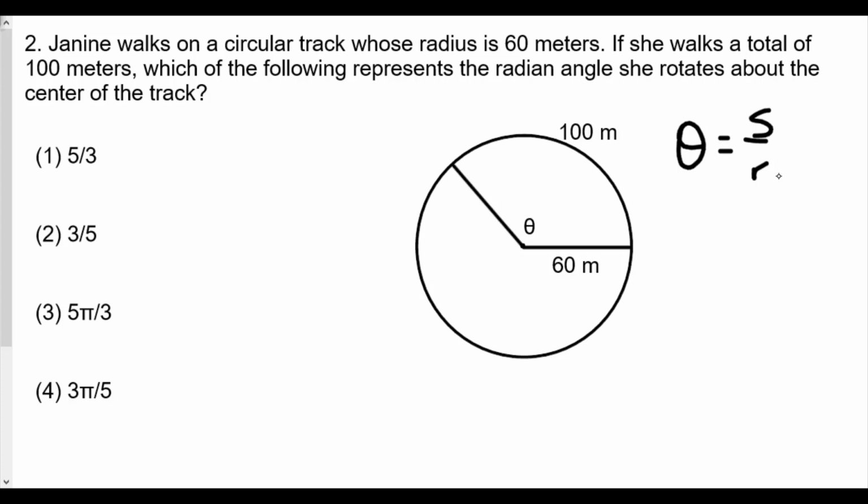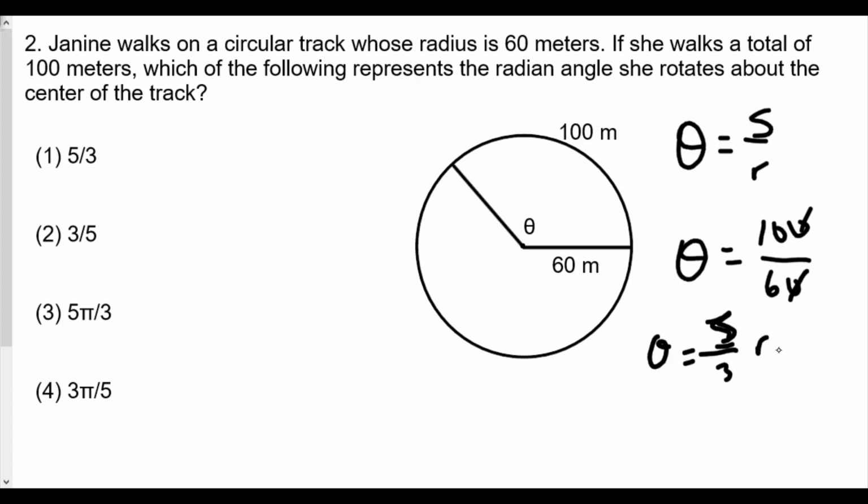And so here we get theta is equal to 100 over 60. Now we simplify that, the zeros divide out, and so now we have 5 over 3. So theta is equal to 5 over 3 radians, which is going to be choice 1. Okay, so again, angle measure, dealing with radians, how many radii is the measure of the arc intercepted by the central angle? Okay, now let's try number 3.